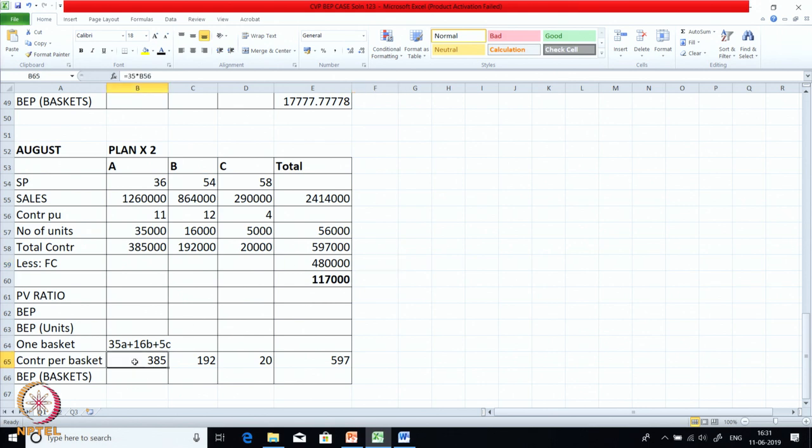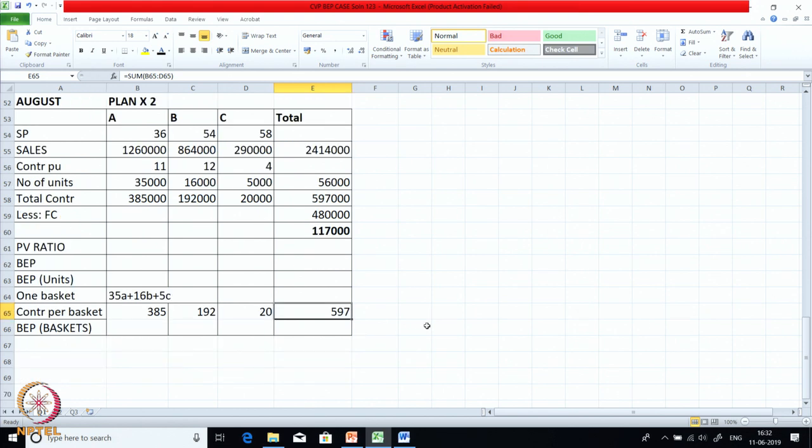So for one basket of 35 A's, it is 35 into 11. That means 385 rupees from A, 16 into 12, that is 192 from B, and 5 into 4, that is 20 from C. It is a big basket, giving me a total contribution of 597. Now you can get BEP in terms of number of baskets, because we know that our target is to recover 480,000 and from one basket I get 597.